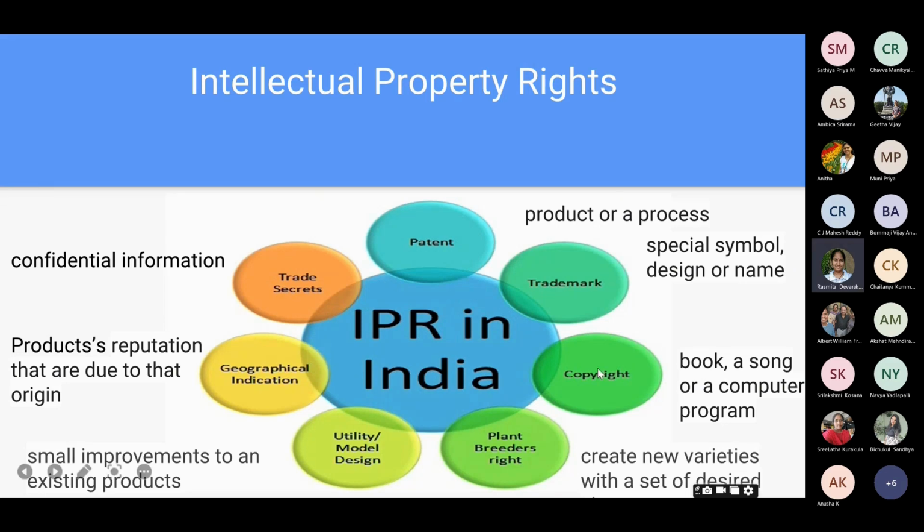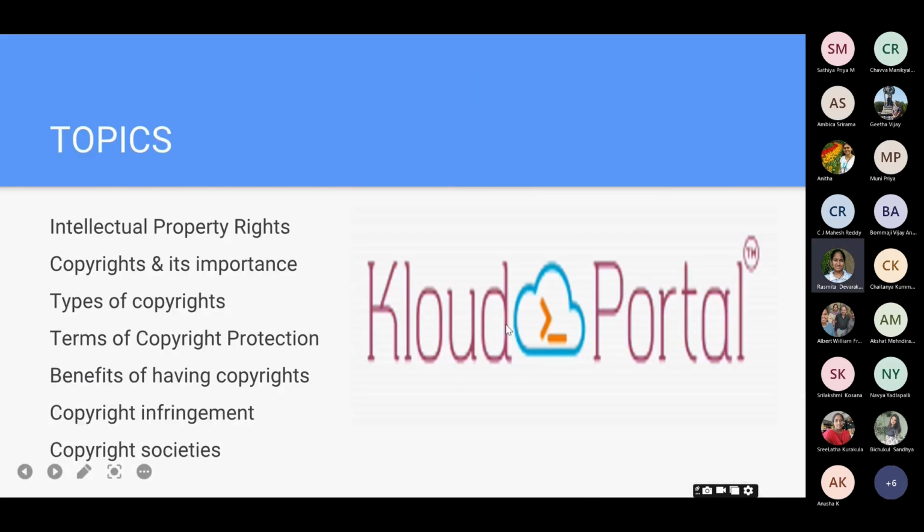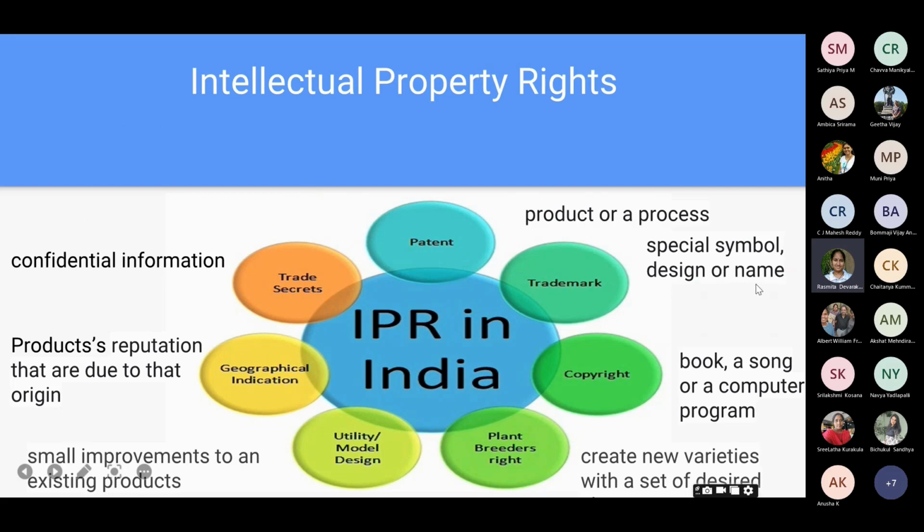The types are patent, trademark, copyright, plant breeders' right, utility model, geographical indication, and trade secrets. Patents are given for products or processes which involve human intervention in making the product or process unique. Next is trademark, which is the symbol. We have seen the Cloud Portal symbol, written in this font with a small design here. So basically, a design, symbol or name written uniquely and different from others. Copyright is a right given to a book, a song, artistic works, a computer program, anything out of creativity.